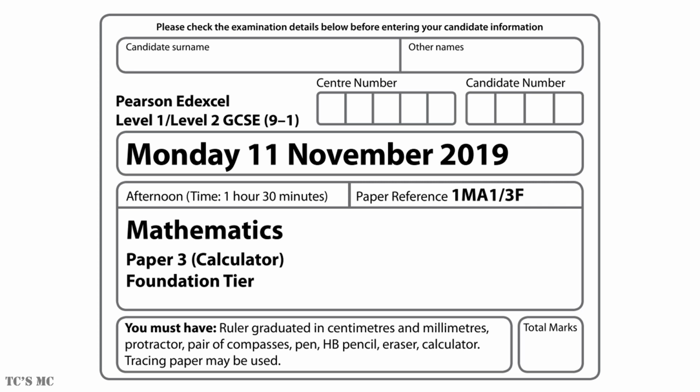Hello, in this video I'm going to explain how to answer the questions in the Edexcel GCSE Maths Paper 3 from November 2019, the foundation tier. The purpose of this video is for your learning and understanding, not just the answers. There are of course other videos out there.